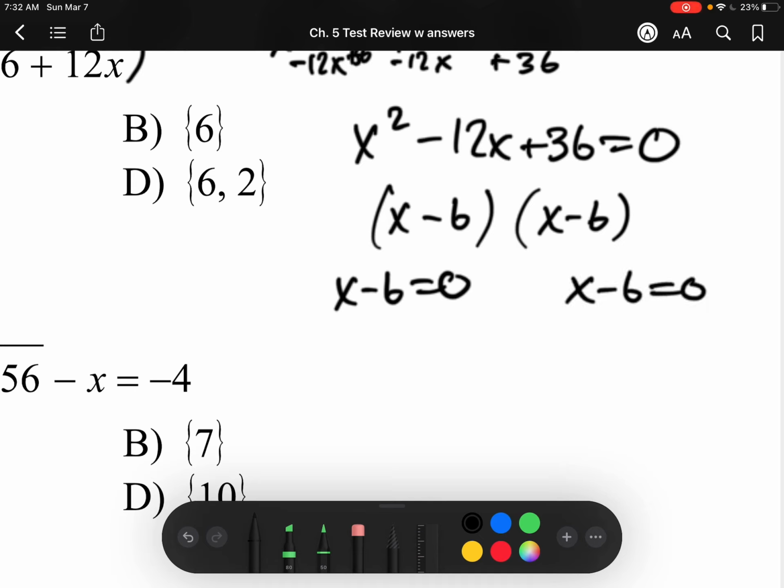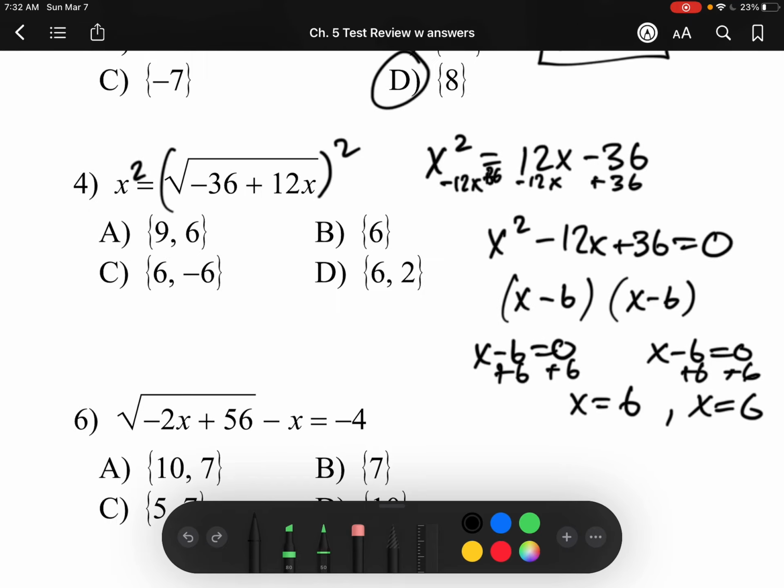x minus 6 is equal to 0. So now I'm solving for x. I'm going to add 6 to both sides. Over here, I'm going to add 6 to both sides as well. And then I get x is equal to 6, and x is equal to 6. So 6 is a solution twice. And then you would check for extraneous solutions, meaning you would plug in 6 for the x's here. And once you do that, you would get two numbers that equal each other. So this is going to be true. So our answer is B, 6.